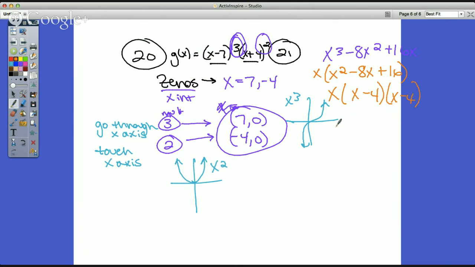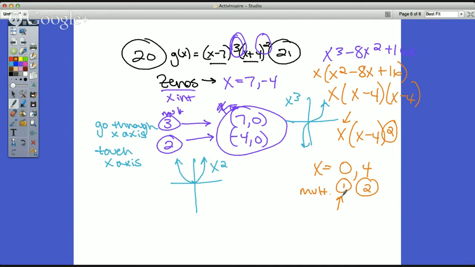Well, if I were to rewrite this, I could say x times x minus 4 squared. So what are my two zeros? You got it. X equals 0, comma 4. And because the power of the first factor is 1, and because it's x minus 4 to the second, the multiplicity of this would be 2. So my multiplicities would be 1 and 2.